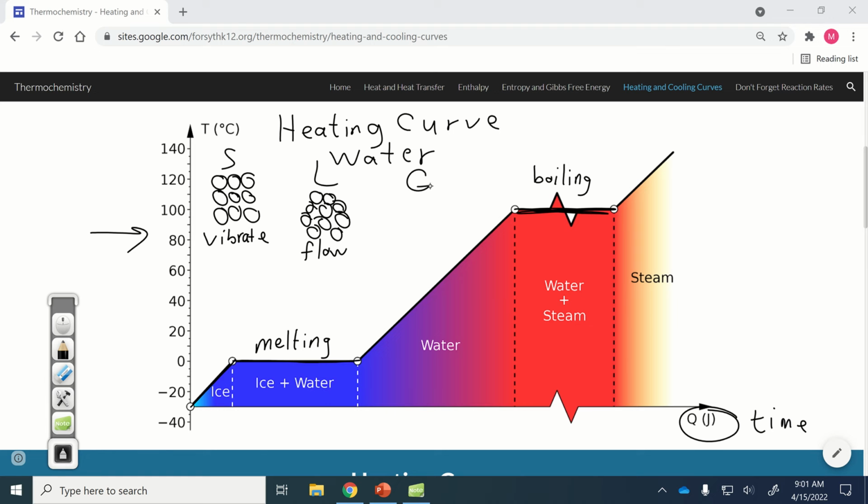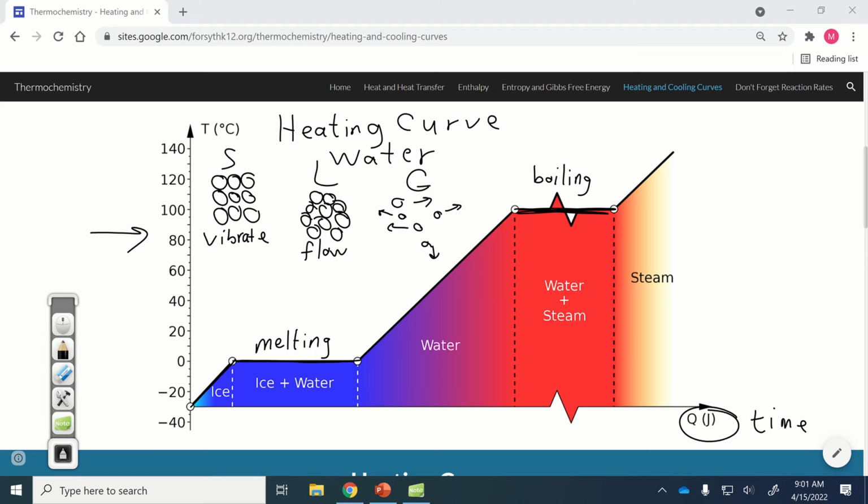And then finally, in gaseous form, you have every individual molecule completely separate from each other. Okay? They are no longer bound to each other. They're no longer essentially intermolecularly bonded to each other.